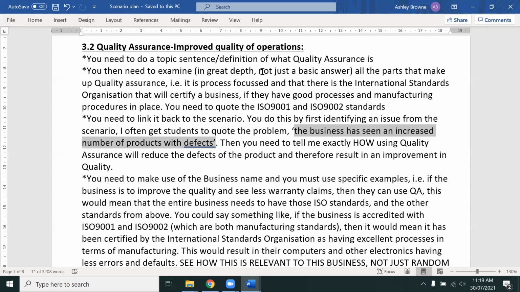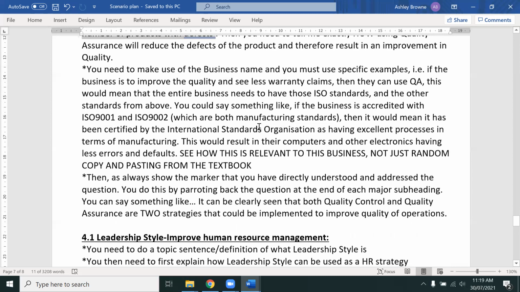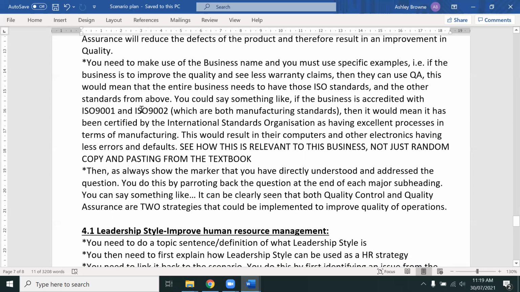All right, so you're talking about how their computers are made. What is quality assurance? What can quality assurance do to be able to make sure that those computers have been certified, been checked well, and they're working properly? How does getting these standards and certifications result in addressing this issue and therefore improving quality of operations? Yeah. So specific examples of how it would occur. And this is what this paragraph sort of talks about here. You need to make use of the business name and provide those specific examples. I want these things littered throughout.